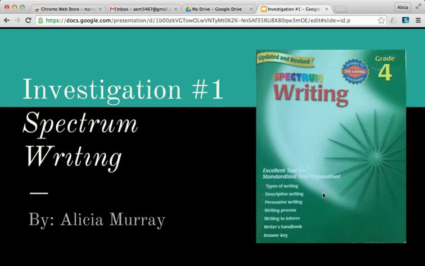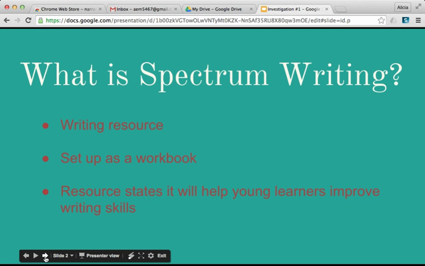The purpose of this investigation was to identify how this resource represents writing and writing instruction. What is Spectrum Writing? Spectrum Writing is a writing resource that is formatted as a workbook. The workbook includes 8 chapters that are designed to improve and strengthen students' writing skills.